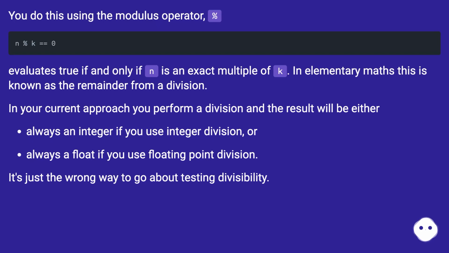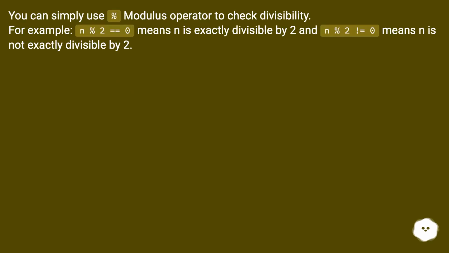In your current approach, you perform a division and the result will be either always an integer if you use integer division, or always a float if you use floating point division. It's just the wrong way to go about testing divisibility. You can simply use the % modulus operator to check divisibility. For example, n%2 equals 0 means n is exactly divisible by 2, and n%2 not equal to 0 means n is not exactly divisible by 2.